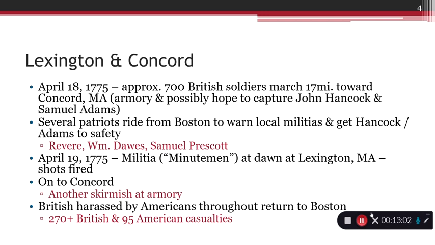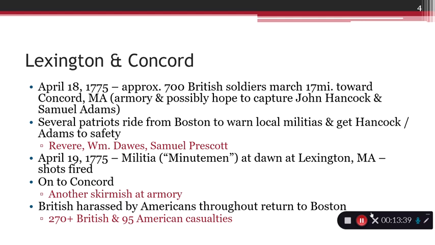They have received word that the colonials have been stockpiling arms and ammunition and supplies at an armory in Concord, and the other secondary mission or goal of this operation is to try to capture two of the prominent New England revolutionary figures, John Hancock and Samuel Adams, who are supposed to be lodging somewhere nearby.